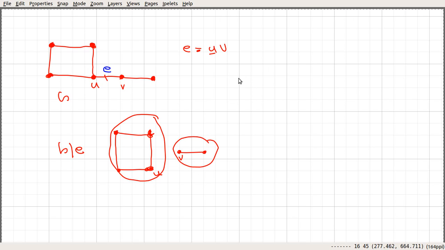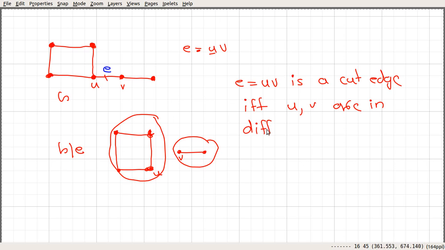So that says E equal to UV is a cut edge if and only if U and V are in different components in G minus E. So that's one other thing to be noted here. If you delete a cut edge, both the endpoints will go to different connected components.